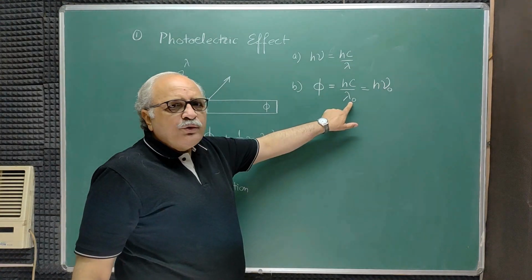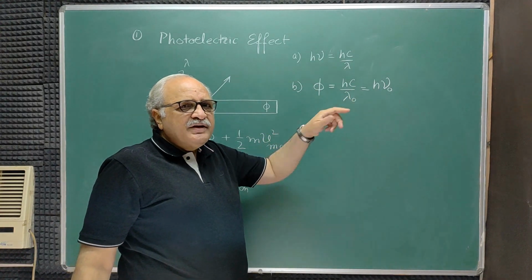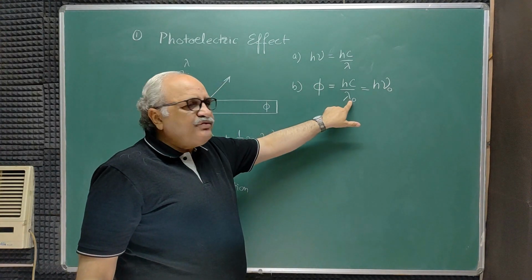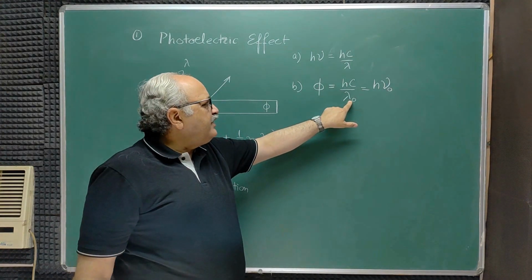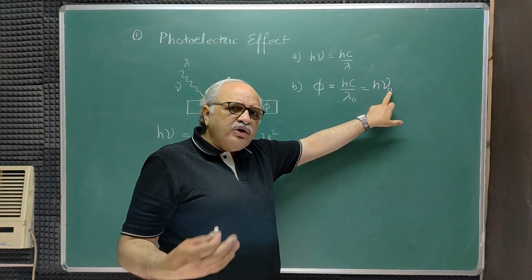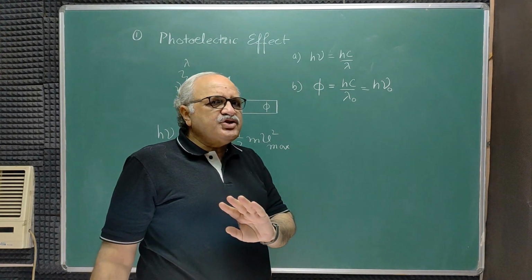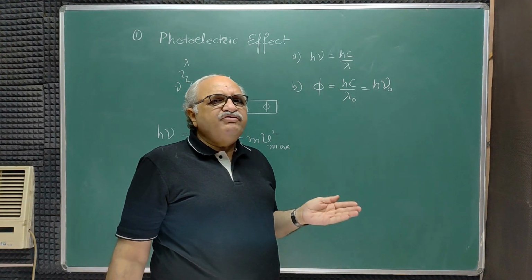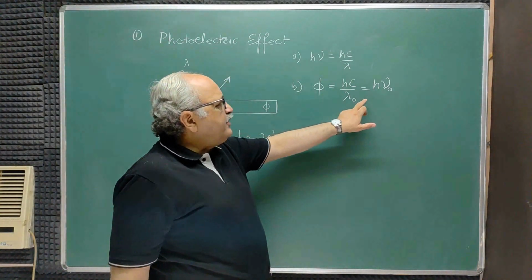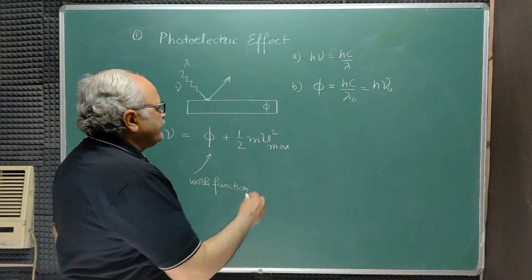Here lambda 0 is the threshold wavelength, that means radiation of wavelength higher than lambda 0 cannot do the photoelectric effect. Nu 0 is called the threshold frequency, so radiation of frequency less than the threshold frequency cannot do the photoelectric effect. So this may be the information given to you, so you please check and modify your equation.